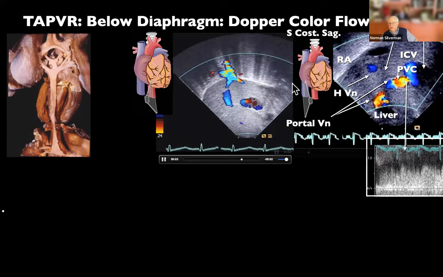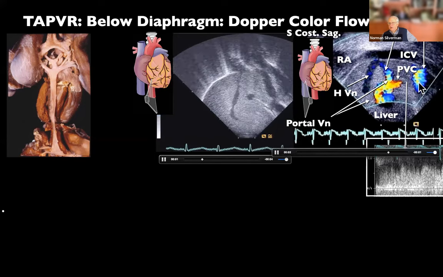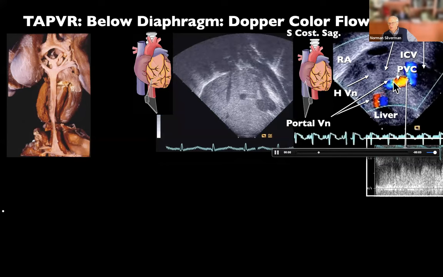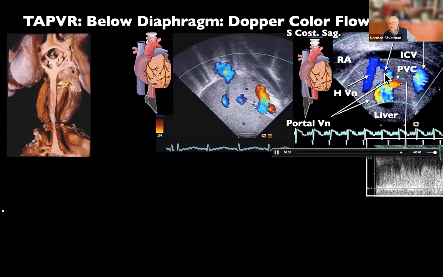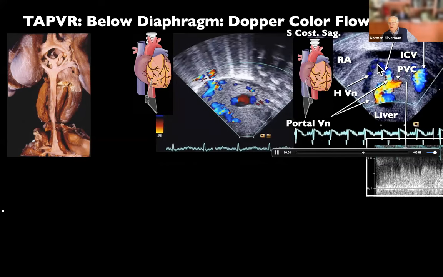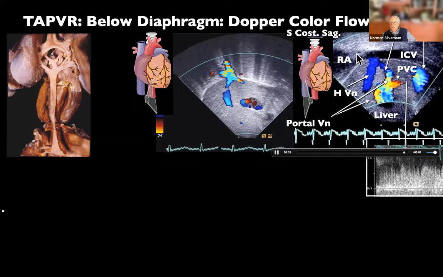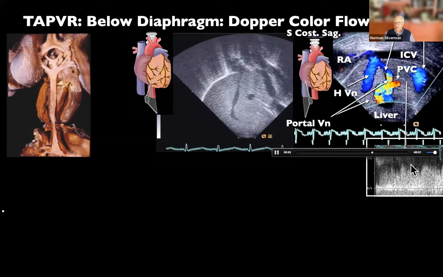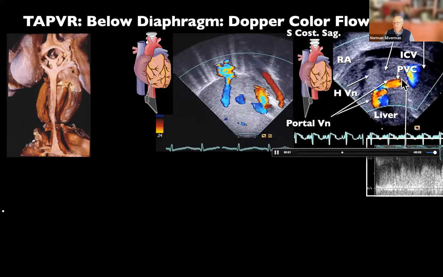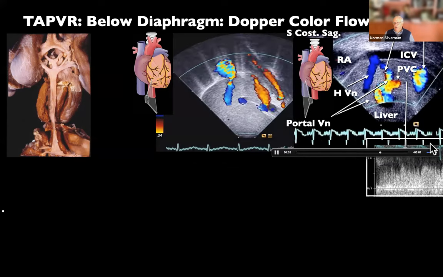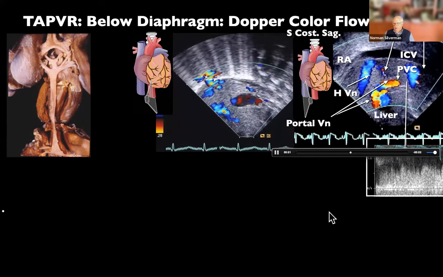And here is another example looking at this in greater detail. You see the portal venous confluence, the right hepatic vein, the ductus venosus or the venous duct entering the hepatic vein and joining with the IVC and entering the heart. And here's an example of obstruction at the junction of the pulmonary venous confluence with the portal vein, as shown by Doppler.